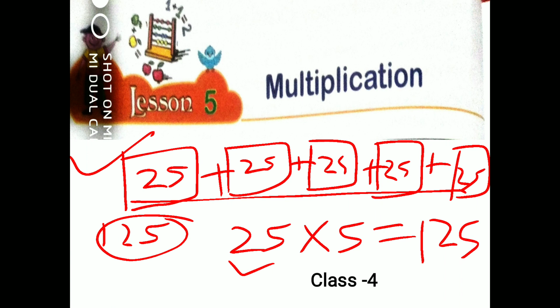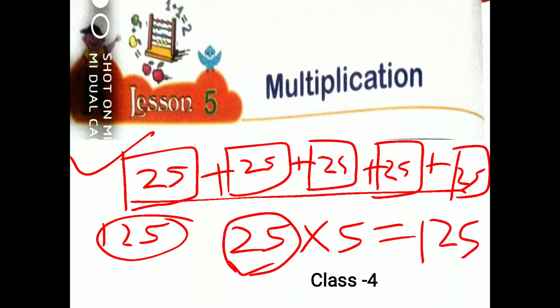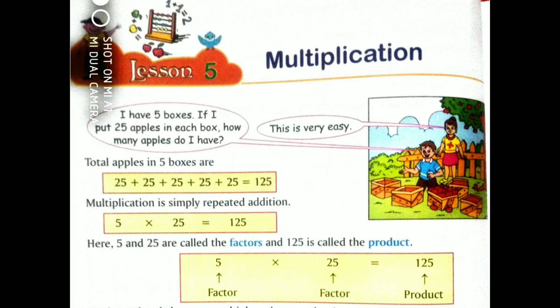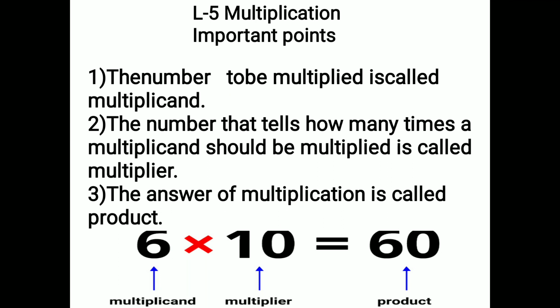Instead of doing addition again and again, what we have done is count the number of boxes and multiply with the number. Clear? And the bigger number, what do we call it? We call it the multiplicand. They are also called factors, meaning 5 and 25 are the factors and the answer is called the product. One more thing we call it, that is multiplicand.